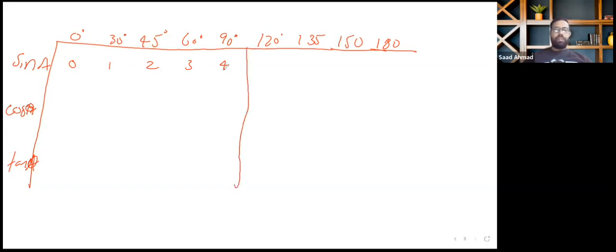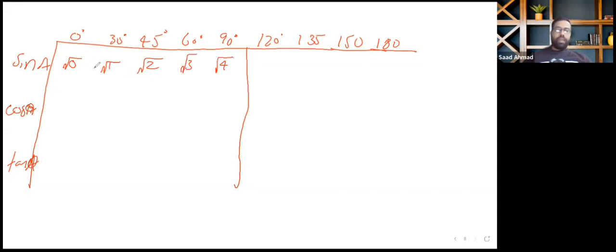So first you write 0, 1, 2, 3, 4. Then divide them by 2. Actually, wait a second, sorry. Okay, now we will do the square roots of them. You just need to memorize this part.